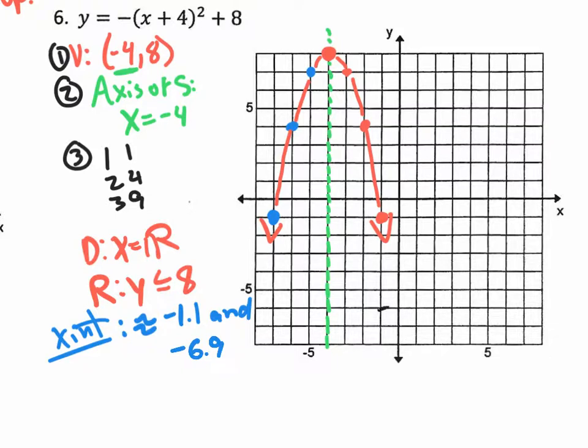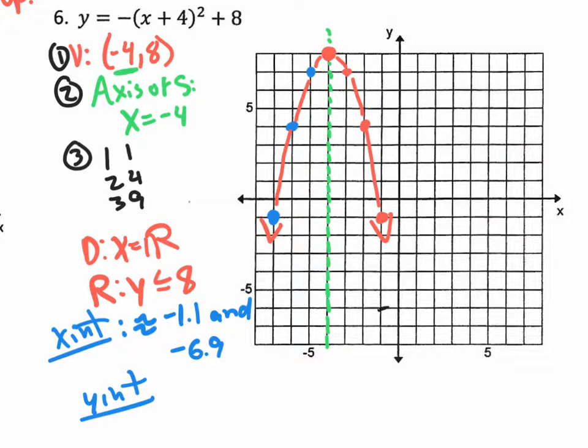Now, here's another very interesting one. If I were to ask you for the y-intercept, that one's interesting. Does anybody know what the y-intercept is? Negative 8. And how did we get that? Because obviously from this graph, you don't see where it's going to cross the y-axis.